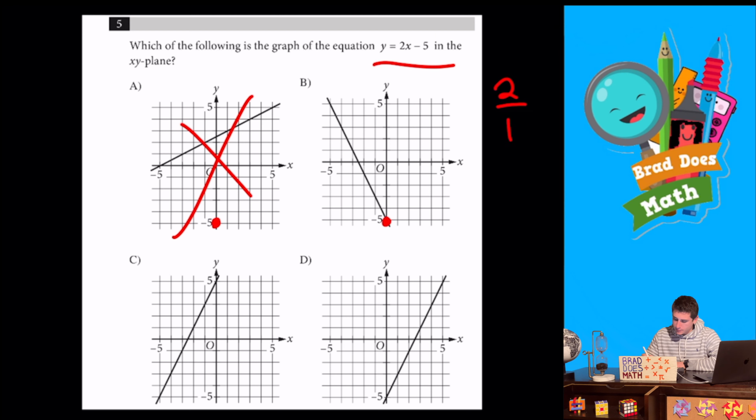So this one's not it. This one's not it. So it's got to be either B or D. B has a negative slope. We're going up and to the left. So that can't be it. And D, we're going up 2 and over 1.